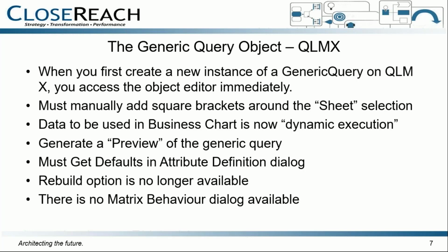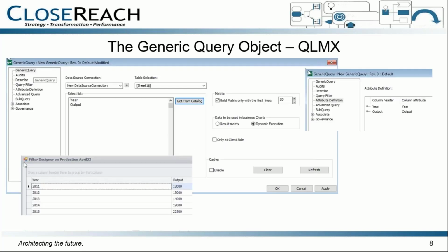So it'll show you the data in a tabular format, but you're not actually building it. It's not something static that you're gonna come back to every time you open up your generic query. It's not gonna pop up on your screen. You're always gonna have to view that preview of it. Okay, you also need to get your default values in your attribute definition dialog, and you're going to notice that rebuild option is no longer available because now it's replaced with a preview button, and there's also no matrix behavior dialog available.